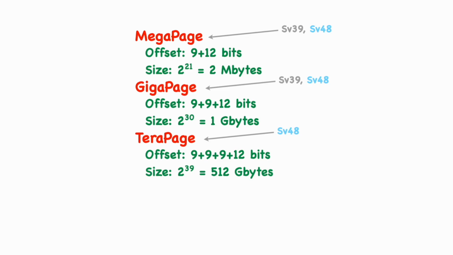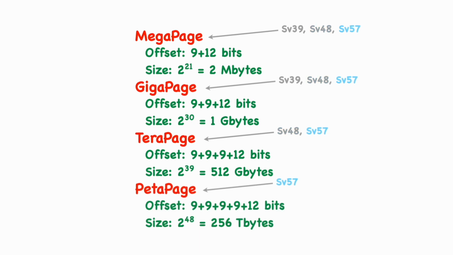So now let's go to Sv57. Here we have something called, you guessed it, a Peta page. A Peta page is 256 terabytes in size. That's actually a quarter of a petabyte, but what are you going to do? The offsets have now grown by another 9 bits to 48 bits. 9 plus 9 plus 9 plus 9 plus 12 is 48. And 2 to the 48th power is about 256 trillion. So a petapage is a quarter of a petabyte, or 256 terabytes in size.